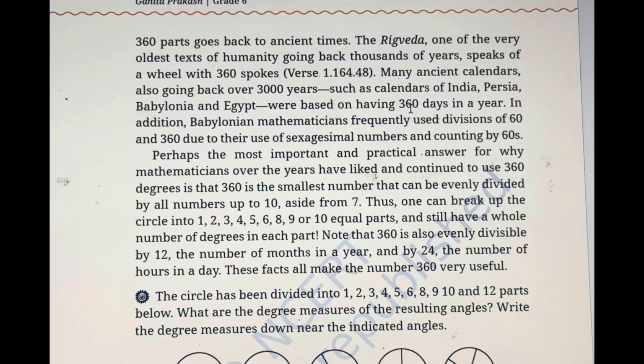So this is one of the pieces of evidence. Then many ancient calendars, which are around 3,000 years old, calendars of India, Persia, Babylonia, and Egypt, right? They were based on having 360 days in a year, right? In addition, Babylonian mathematicians frequently used divisions of 60 and 360 degrees due to their use of sexagesimal numbers and counting by 60. Sexagesimal means multiples of 6 and 60. So they used to use these numbers. 360 is a multiple of 60. So this may be one of the reasons.